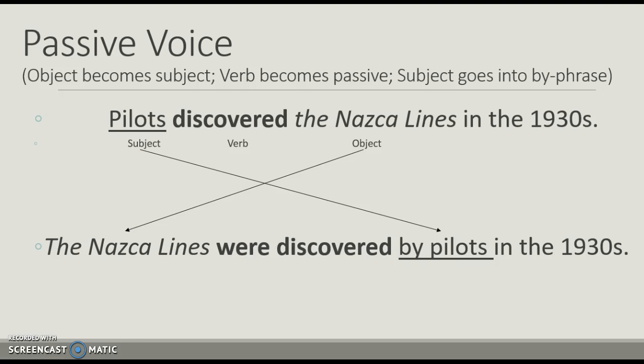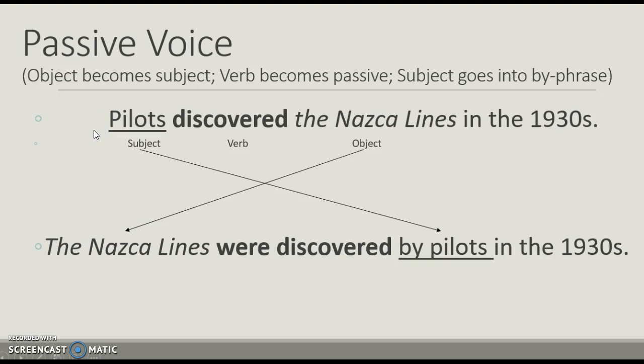In passive voice, things are changed around in the sentence. The object becomes a subject, the verb becomes a passive form verb, and the subject goes into the by phrase. So let's take a look at an example.